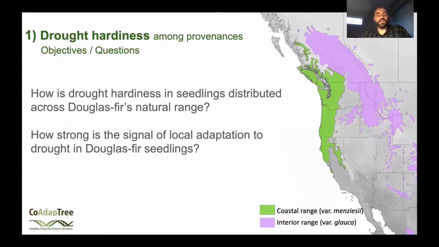So with that in mind, I asked two main questions here. How is drought hardiness in seedlings distributed across Douglas-fir natural range? And also, how strong is the signal of local adaptation to drought in Douglas-fir seedlings?